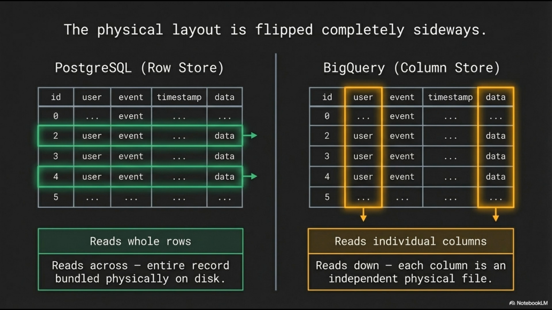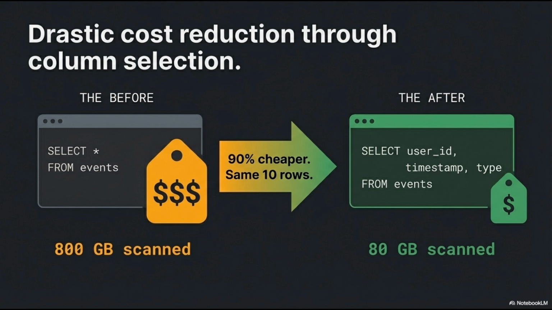That is wild. But here's the silver lining. If you only actually need userid, event timestamp, and event type, querying just those 3 columns drops your scanned bytes by like 90% compared to reading all 50 columns. And therefore drops your bill by 90%. Exactly. Which brings us to probably the most dangerous muscle memory a backend engineer has, the select star trap.